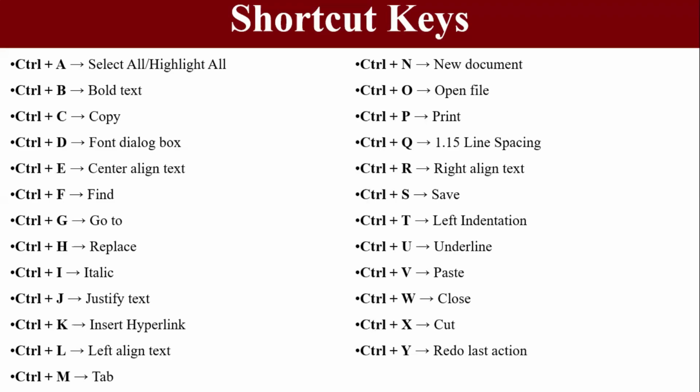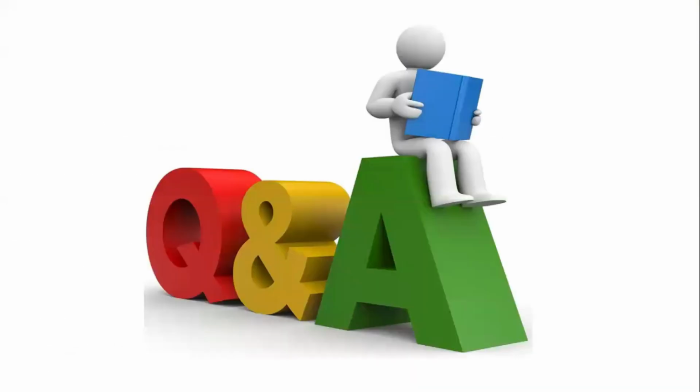Then the last one is Control Z, which is undo last action. For example, canceling the last action you did, like undoing the deletion of a paragraph. Let's say you deleted something by mistake, you can press Control Z to undo that.